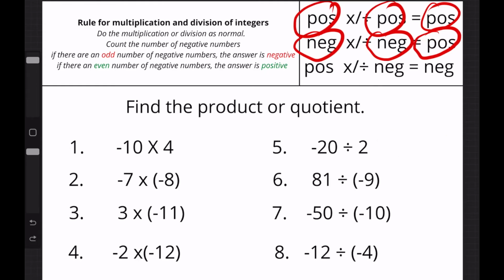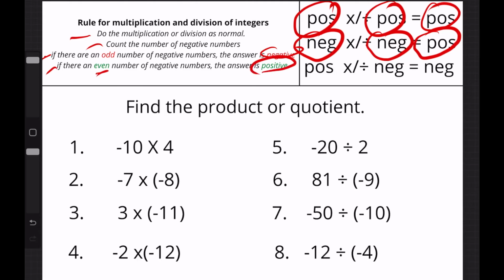So here's the rule that I follow. I do the math, right? The multiplication or division as normal. I count the number of negative numbers. Then I say, hey, if there is an odd number of negative numbers in the problem, the answer is negative. If there is an even number of negative numbers in the problem, the answer is positive.